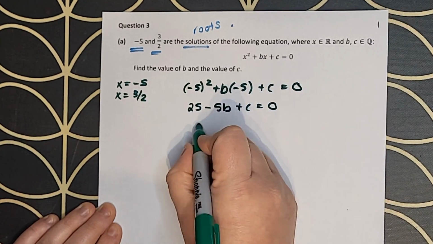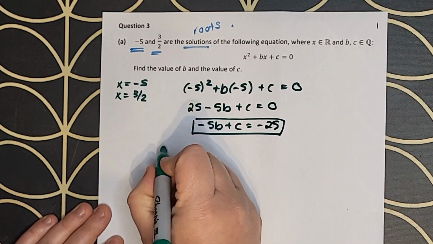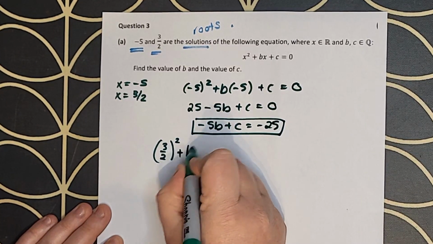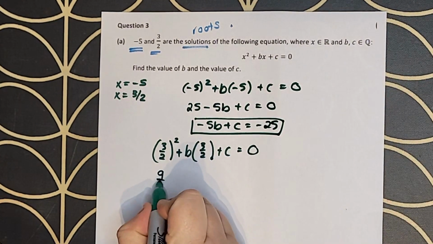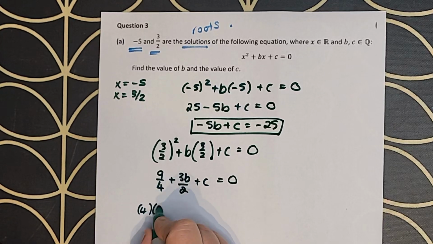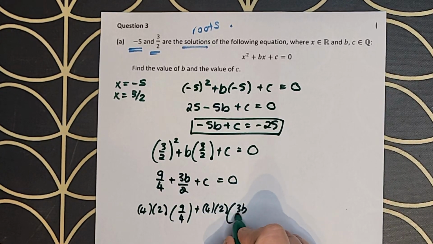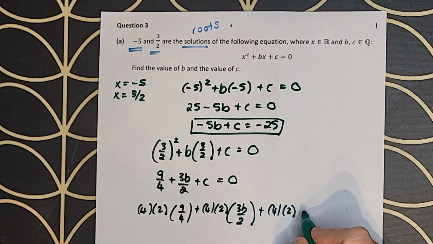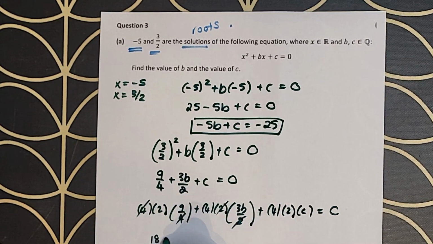The fact that they're telling us that they are roots or solutions is significant. So x is equal to -5 and x is equal to 3/2. I am going to sub those in separately into that equation. Because they are roots, they fit in perfectly. So you can see I do the first one and I end up with -5b plus c equals -25. And then I do the second one and I end up with 12b plus 8c equals -18.